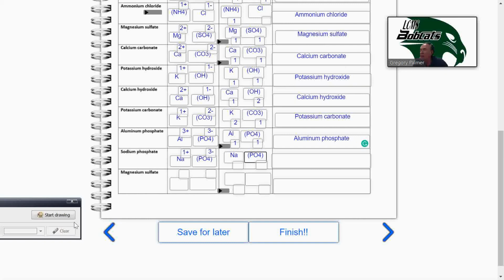Now to make the formula, again, this is where we're going to do the little crisscross thing. We're going to put the 1 here, and put the 3 over here. Okay? So the 1 goes here, and the 3 goes here. And the name of this stuff is going to be sodium phosphate.